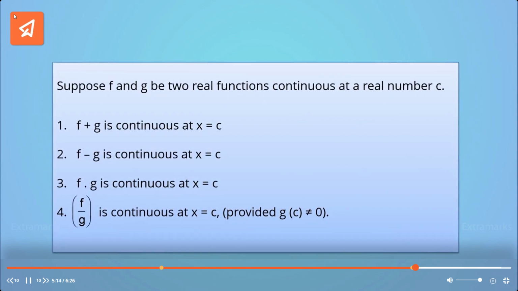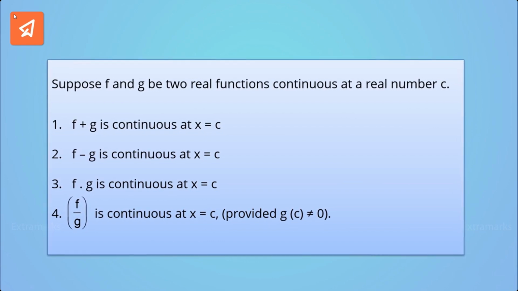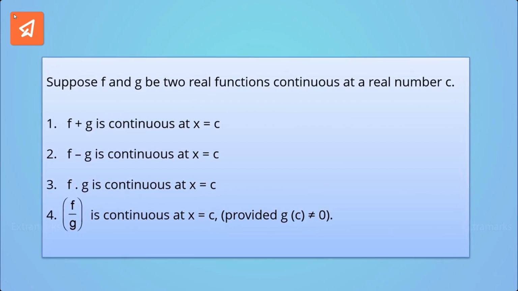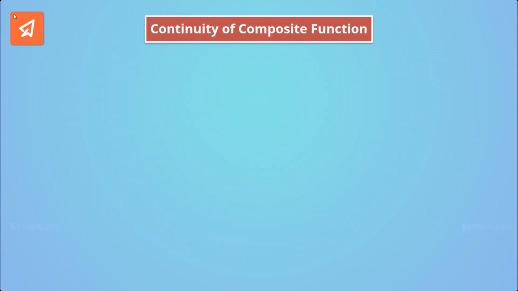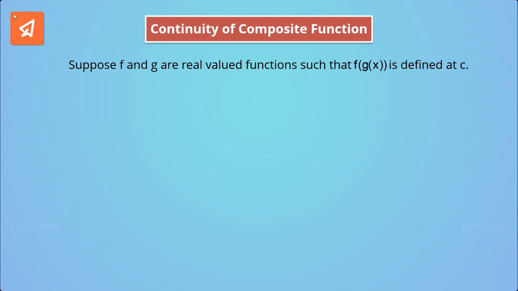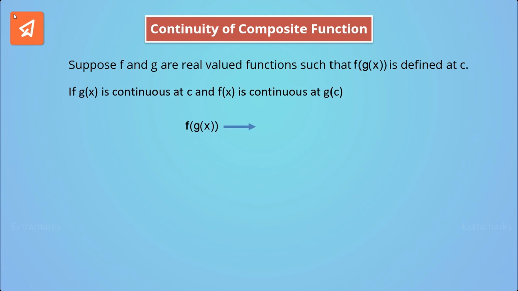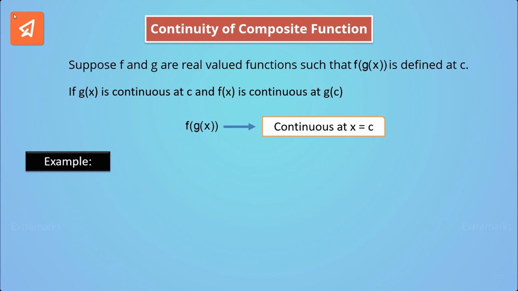Since we learned the algebra of continuous functions, let us discuss an interesting fact in the behavior of continuous functions with respect to the composition of functions. Suppose f and g are real-valued functions such that f of g of x is defined at c. If g is continuous at c and f is continuous at g of c, then f of g of x is continuous at c. Let's solve an example to understand it better.